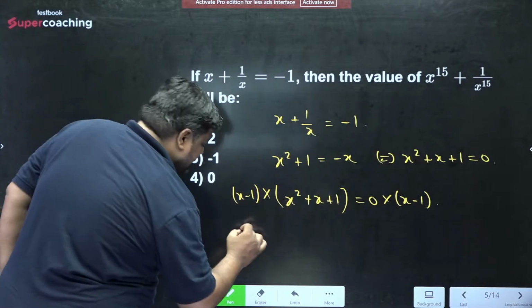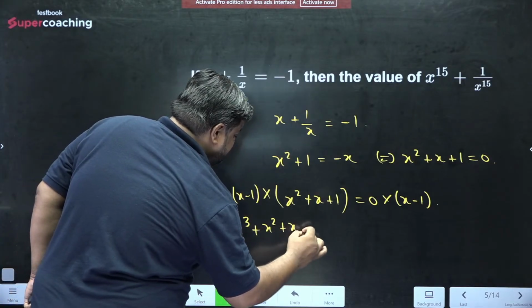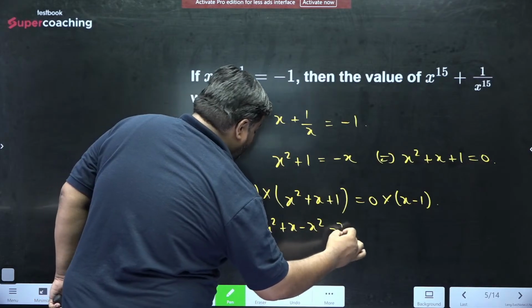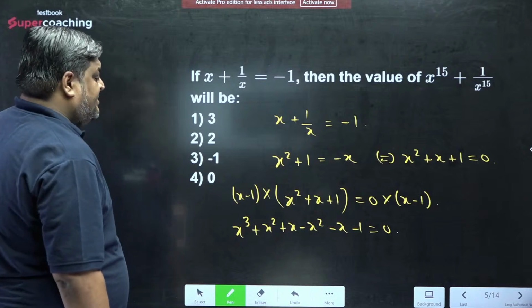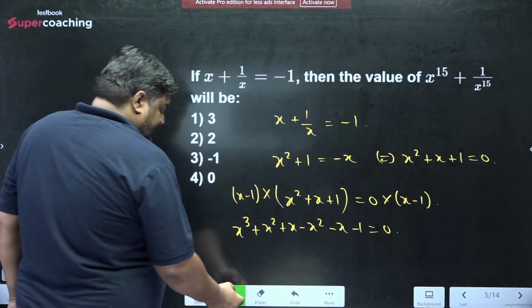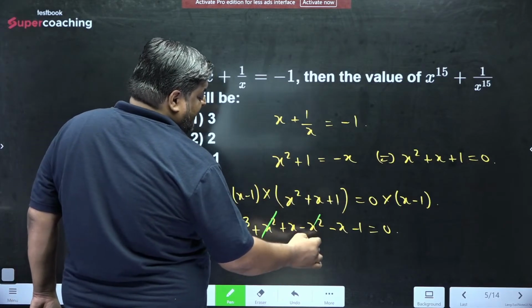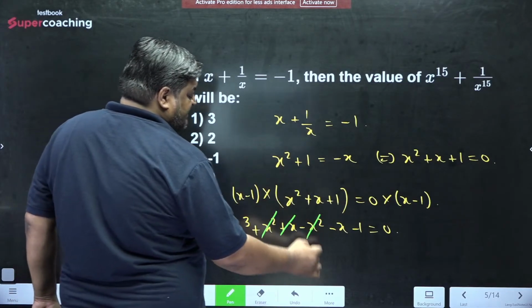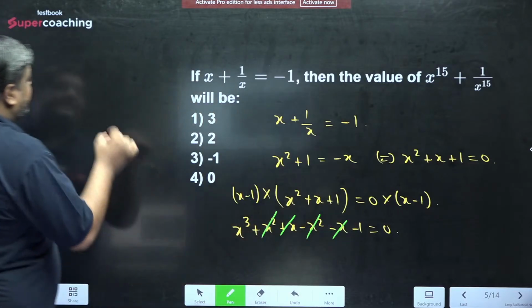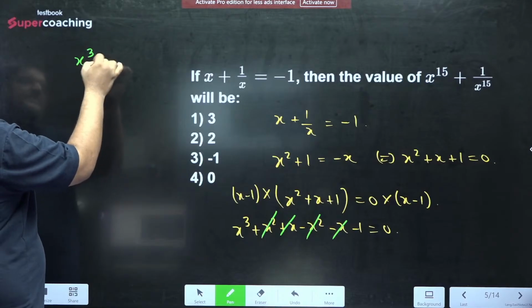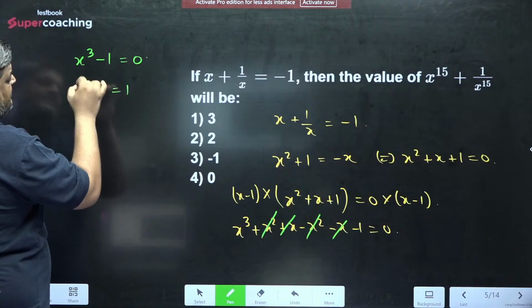Left hand side we will have x cube plus x square plus x minus x square minus x minus 1 equals 0. Start your cancellation game. I can see I have plus x square, minus x square, plus x, minus x. All I am left with is x cube minus 1 equals 0. Sir, what did you get? I got this: x cube equals 1.